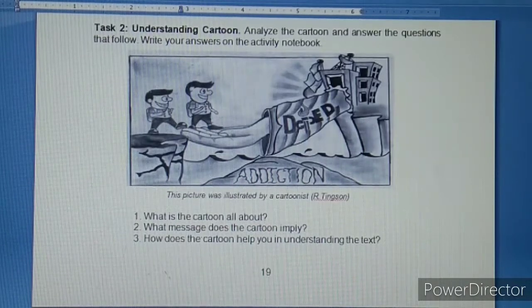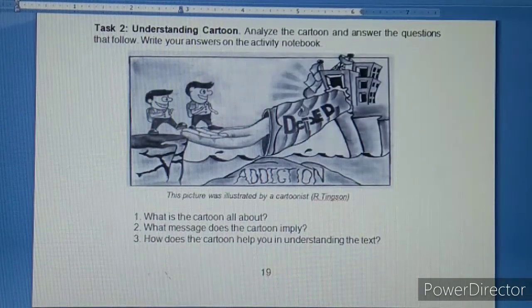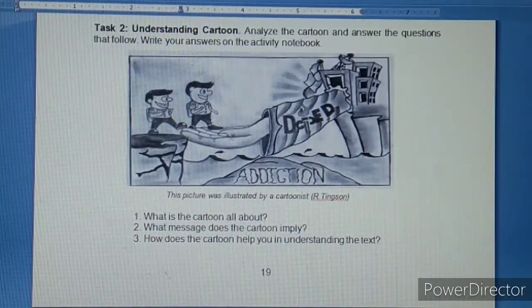What is the cartoon all about? Okay, as you can see there, it shows that students are guided by DepEd towards a brighter future. Again, the correct answer for number 1: it shows that students are guided by DepEd towards a brighter future. Very good.